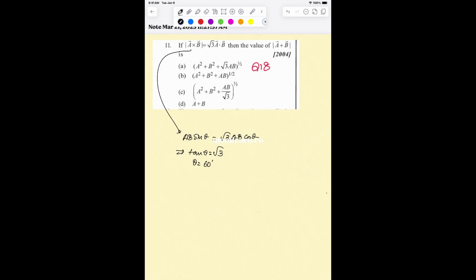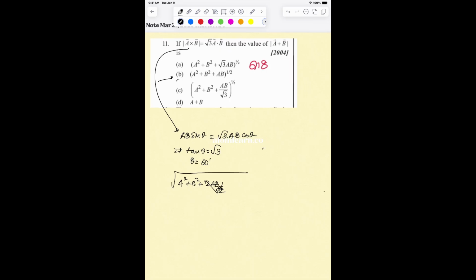Now we go to what they want. They want the modulus value of A plus B. A plus B is given by the square root of a square plus b square plus 2ab cos theta, which is half. Therefore, plus ab. Okay, now see which option is there. Option B checks. Okay, good.